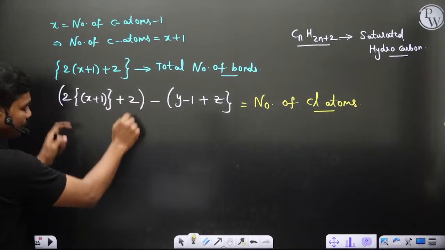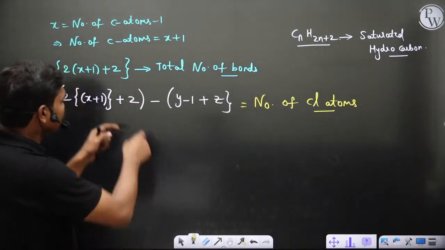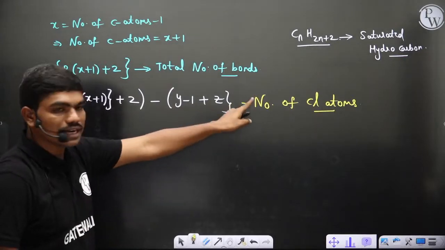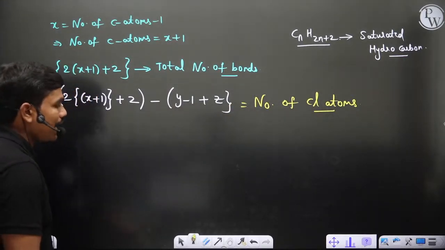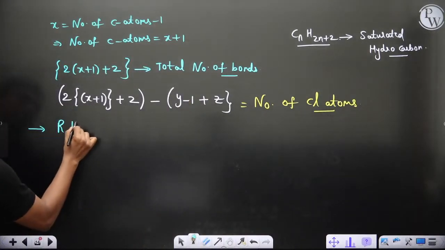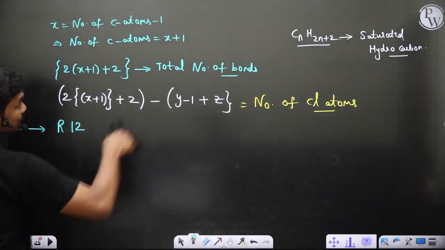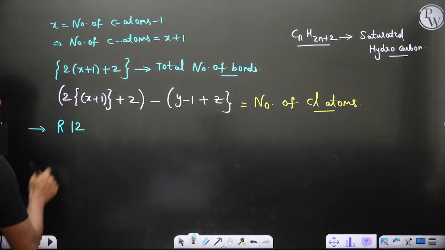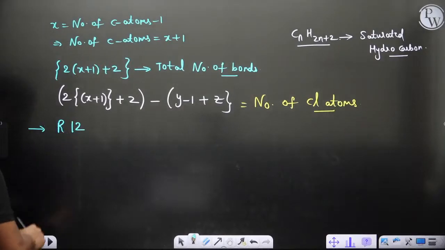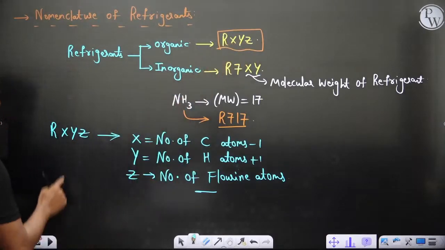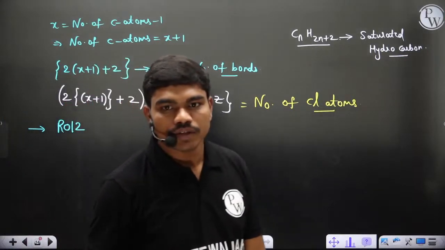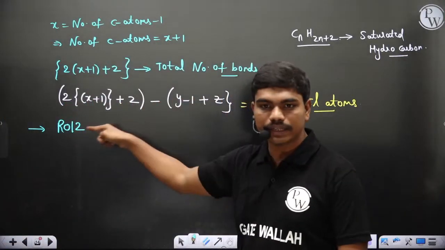So this is the total available bonds for the carbons. Now out of this, if you have y minus 1 plus z combination, then definitely the remaining is nothing but your chlorine atoms. Like for example, I'll just tell you about one refrigerant, R12. And guys, look, normally you should have 3 numbers. This is not 7, so clearly it's organic. But in case of organic, you should have 3 numbers x, y, z, but you have only 2 numbers. That means this is 0, 1, 2. So normally 12 can be written as 0, 1, 2. You understand? Yeah, this equation, right?